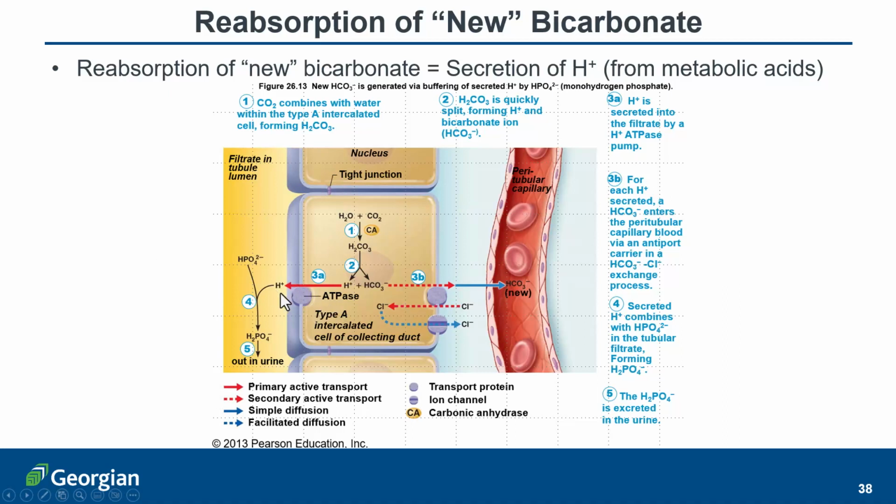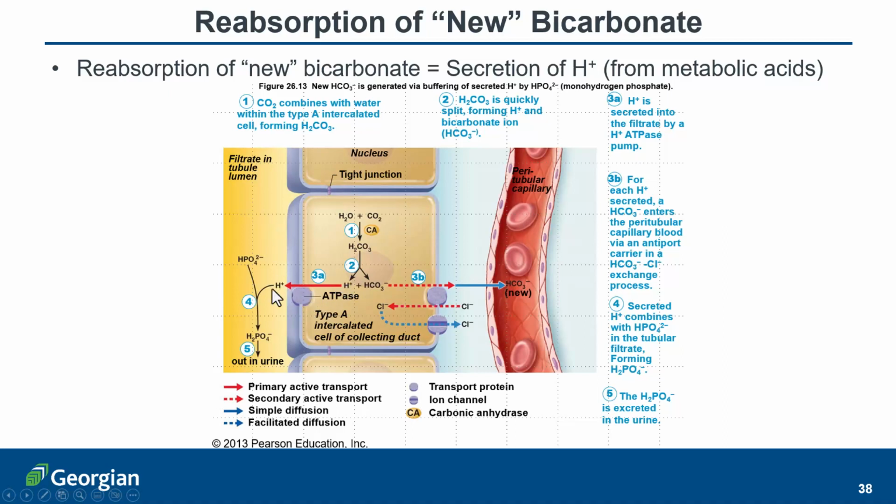Where does this proton come from? Well, the metabolic acids, either lactic acid or phosphoric acid, ketone body, it doesn't really matter. It's a metabolic acid that we secreted actively. That's why you have this ATPase here. It's a primary active transport that secretes out the proton.